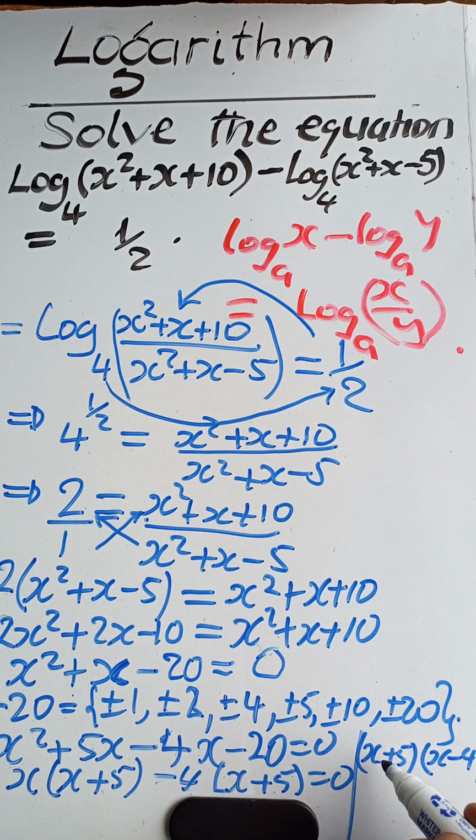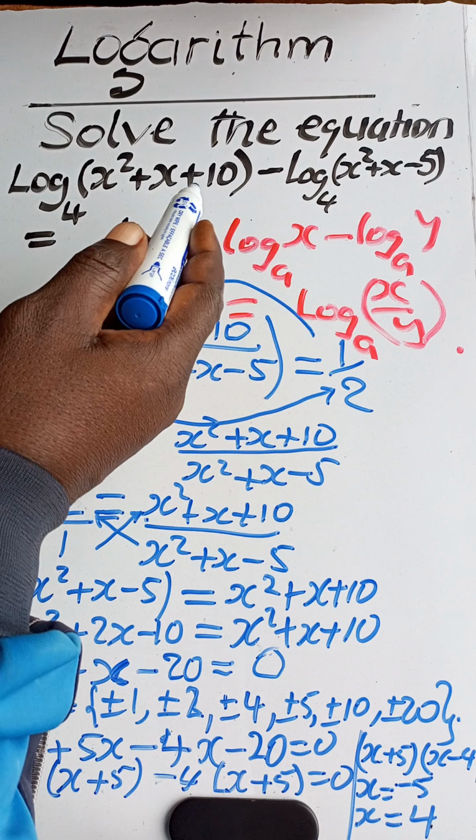Now, if the product of two things gives us 0, it therefore means that x is either negative 5 or x is 4. Okay? So these are the two possible solutions for this logarithmic equation.